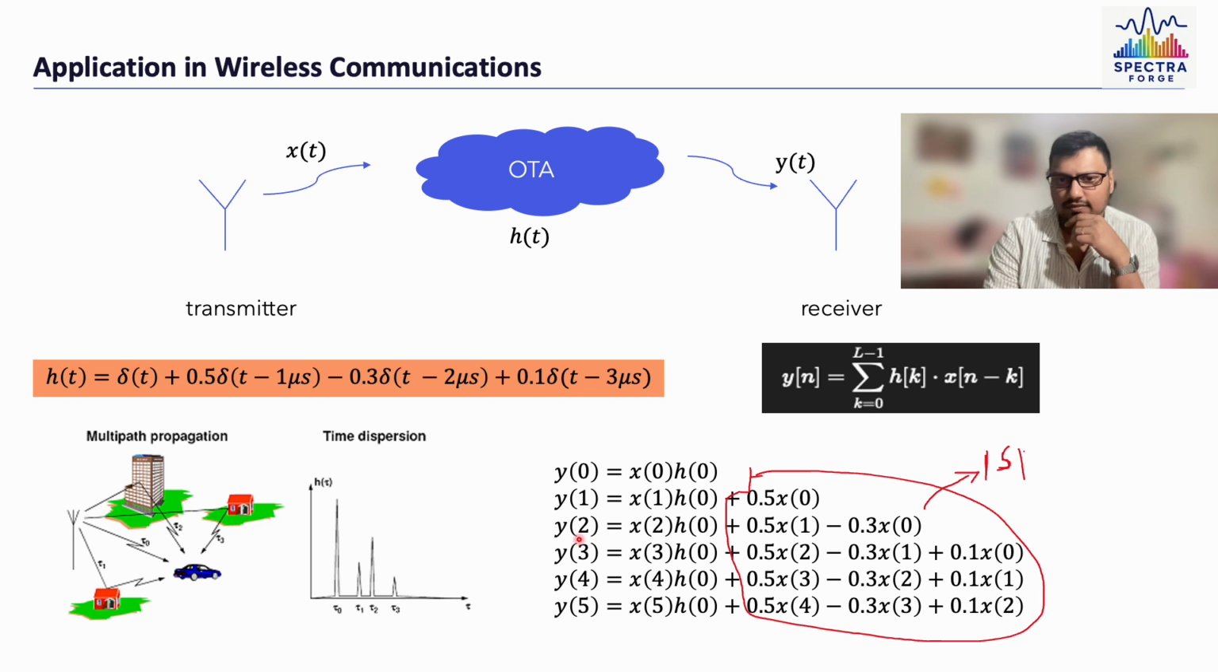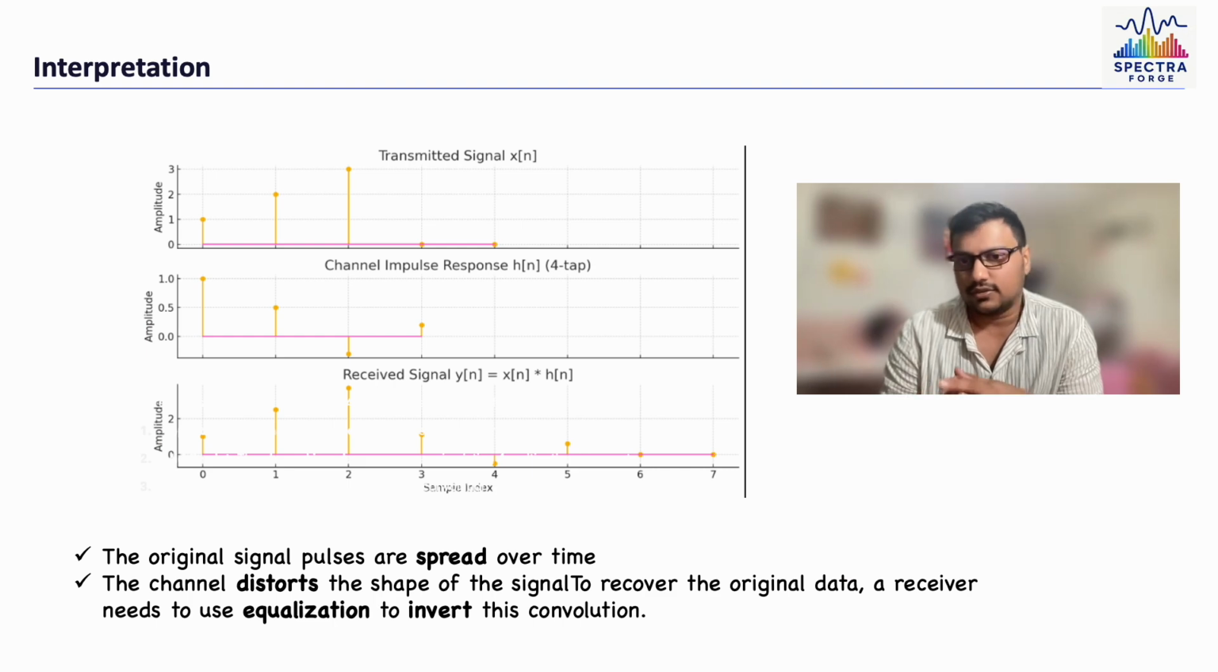So y of 4 and y of 5 have significant interference because you have many more symbols interfering because of the channel. This is what we could see from the linear convolution. So we can interpret this as spreading over time. The original signal is spreading over time.